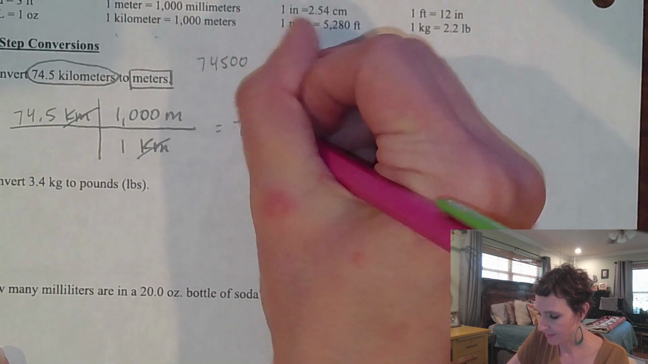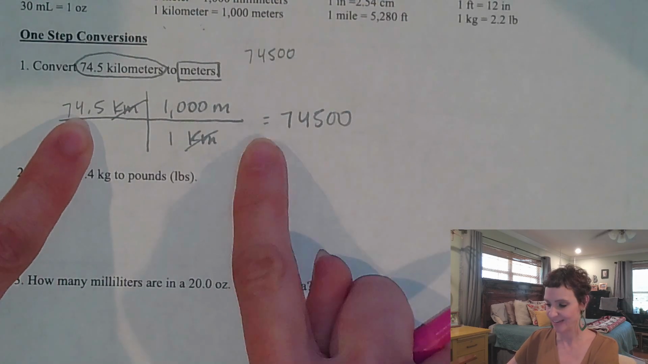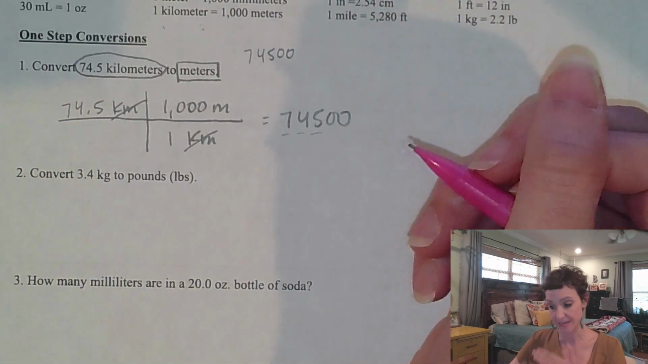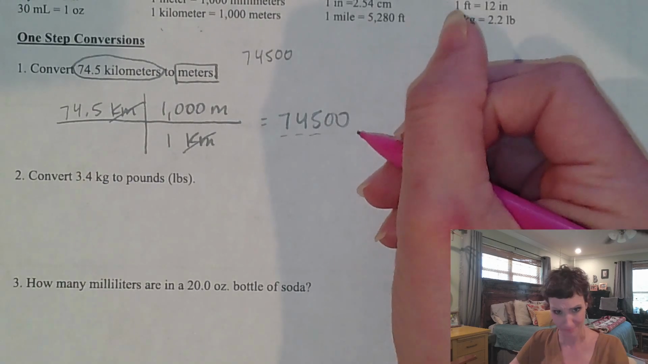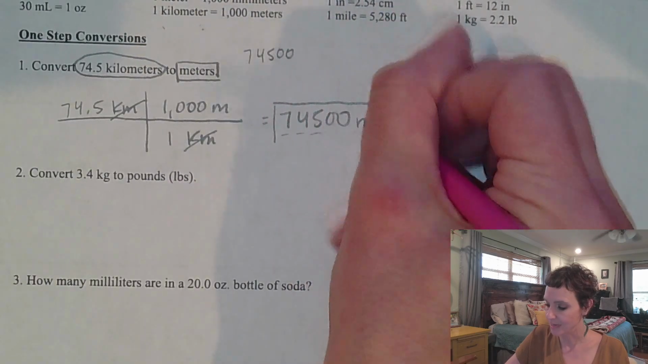So I'm gonna write that. And the fun thing about this problem is that's got 3 sig figs. This still only has 3 sig figs. The zeros at the end are not significant because there's not a decimal in the number. Do not do something silly like put a decimal. So then the units are meters.